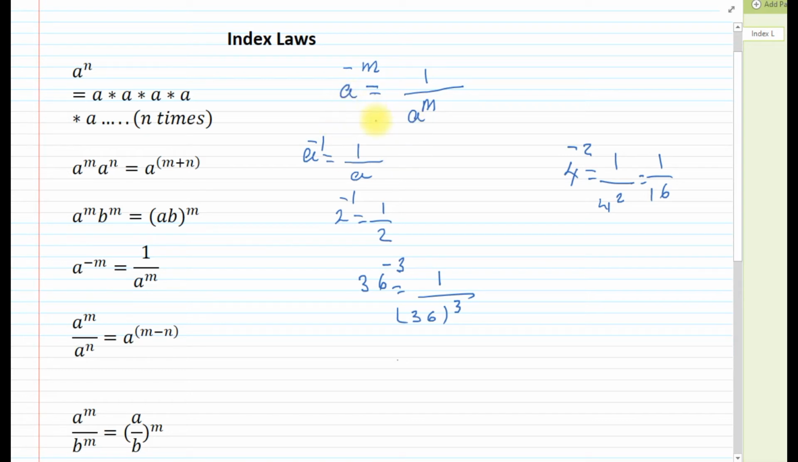So a negative power is just a fraction, where the numerator is 1 and the denominator is the same number raised to the positive power. One more example: 4 to the power minus 3 is equal to 1 divided by 4 to the power 3, which will be 1 over 64.